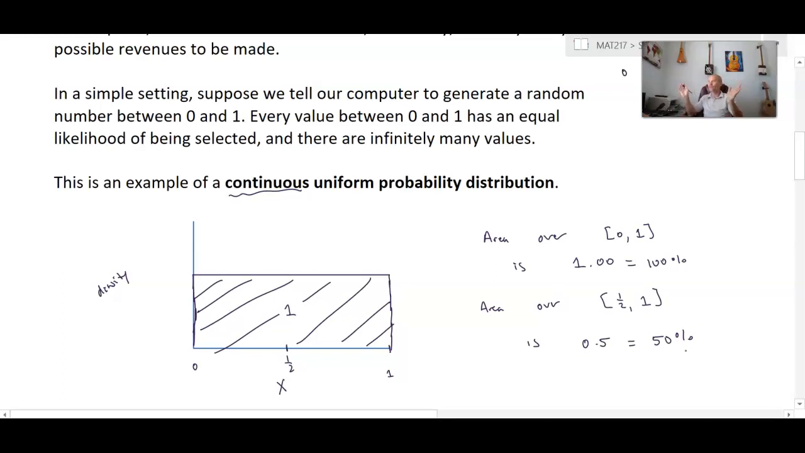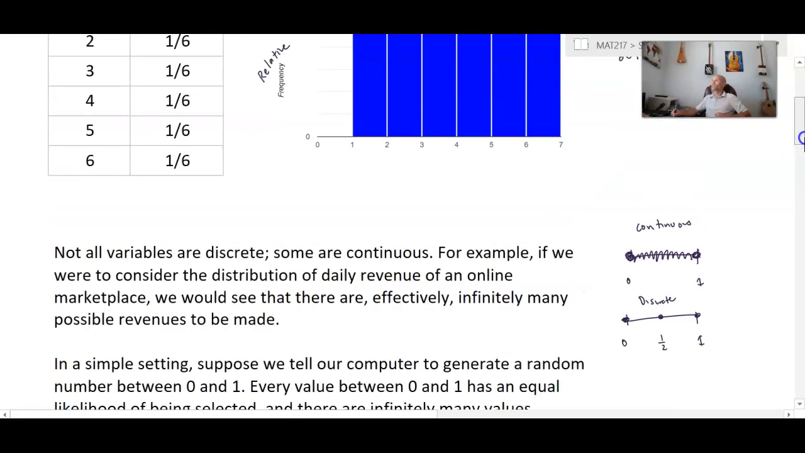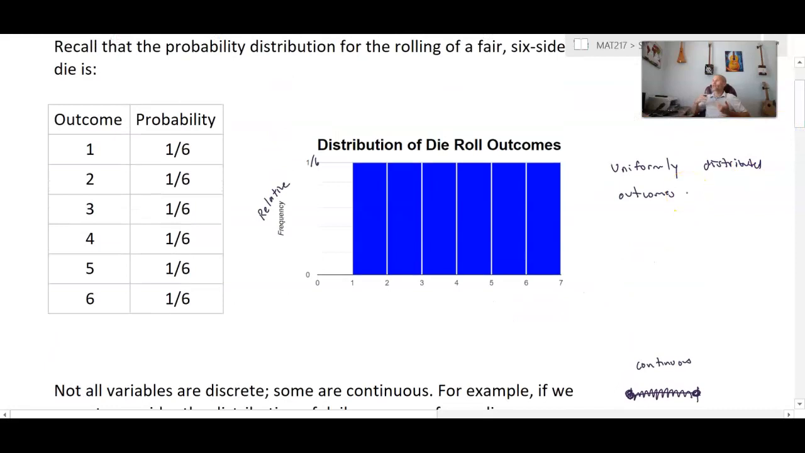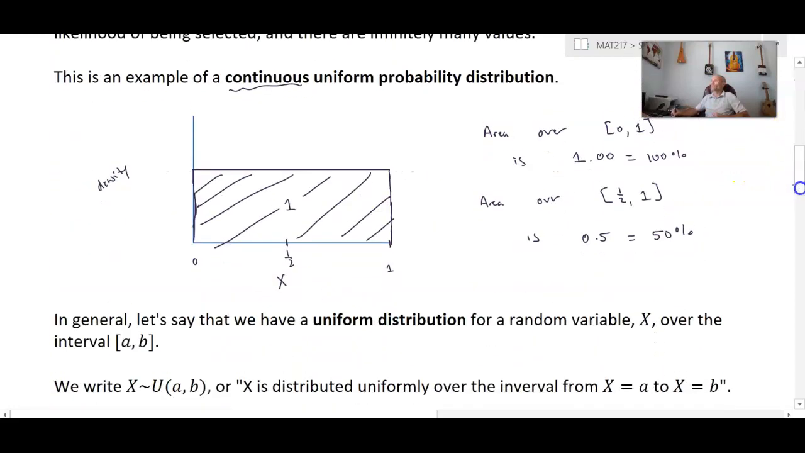So the key here is we're going to be dealing with intervals instead of generating a specific value and finding the probability of that kind of outcome. That makes sense in discrete situations where the number of outcomes you have is finite, but it doesn't make sense in situations where the number of outcomes you have is infinite.